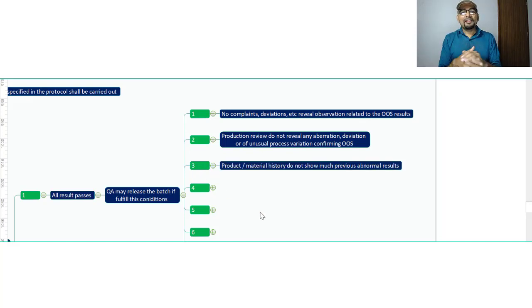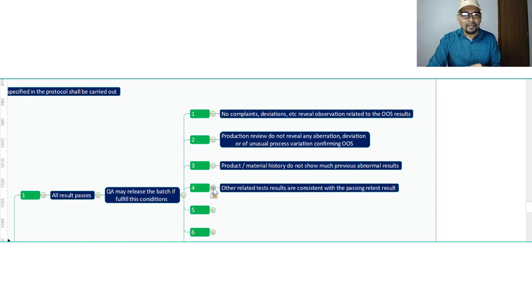Product or material history does not show many previous abnormal results. I think I just covered this point. Other related test results are consistent with passing retest results. This is in case the assay is failing, out of specification. But if you look at the other test parameters like dissolution, related substances, and uniformity of content, and they are comfortably meeting the specification, in that case QA can decide on releasing the batch.